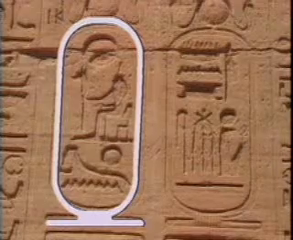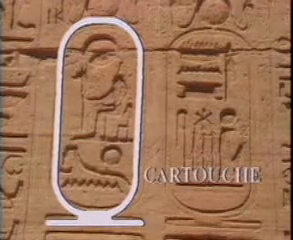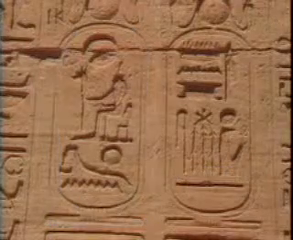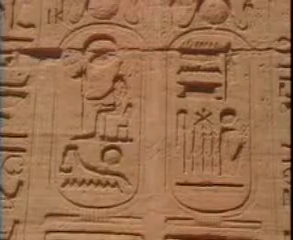This oval frame is called a cartouche. Names of important people were always placed inside of cartouches. These two cartouches contain the royal names of Ramses the Great.